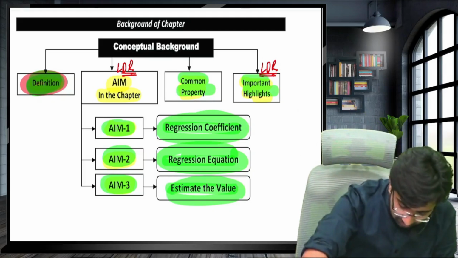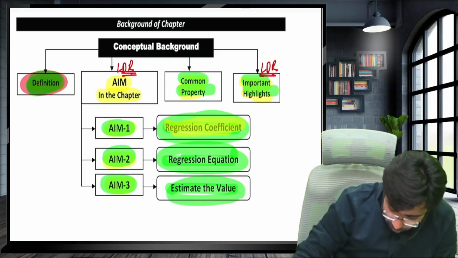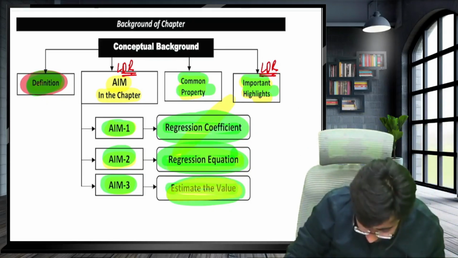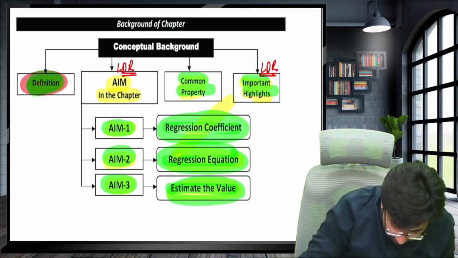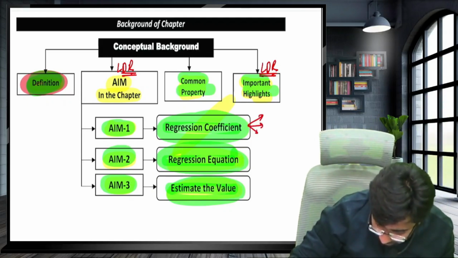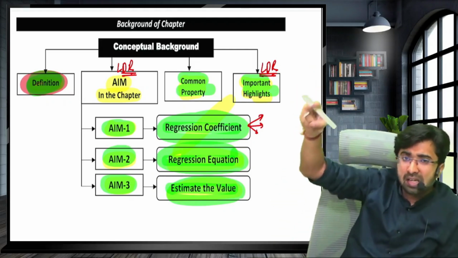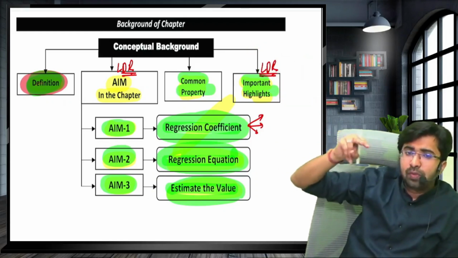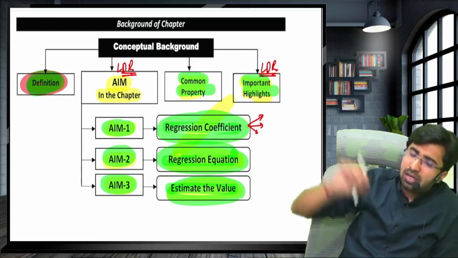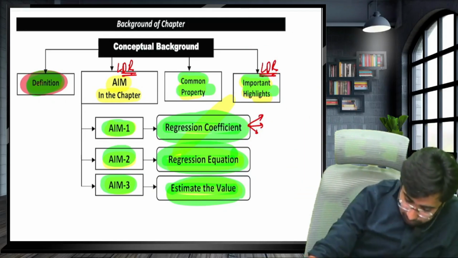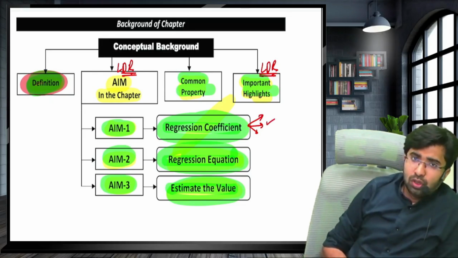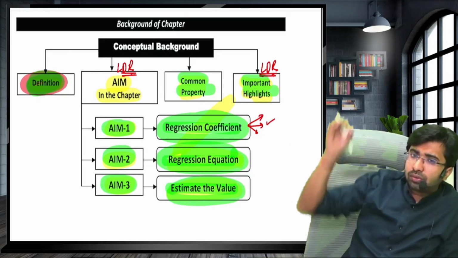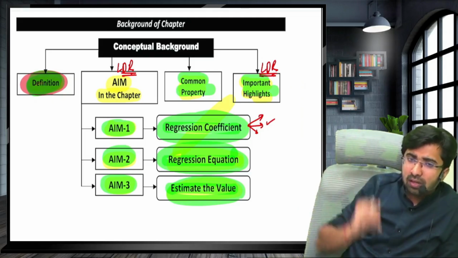So guys, here come the 3 aims in this chapter. Aim number 1 is the regression coefficient, because without the coefficient we cannot construct the equation, and without the equation we cannot estimate the value. We have achieved our first aim by having 3 formulas. Can you please revise the first formula when all the observations are given? n summation xy minus summation x summation y divided by n summation y square minus summation y whole square. When you have the correlation coefficient R, what will be your b x on y? R into standard deviation of x divided by standard deviation of y.